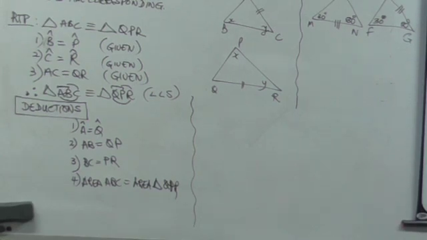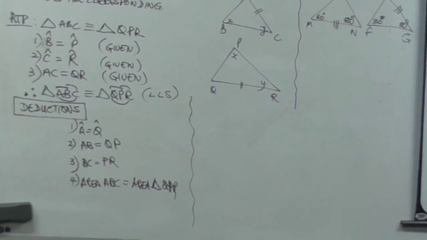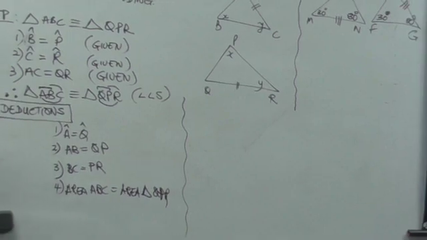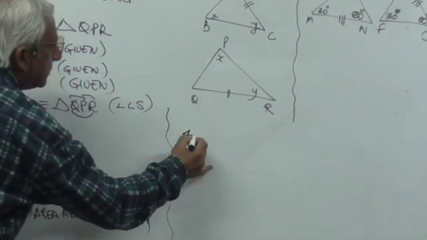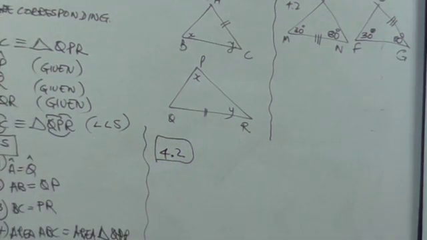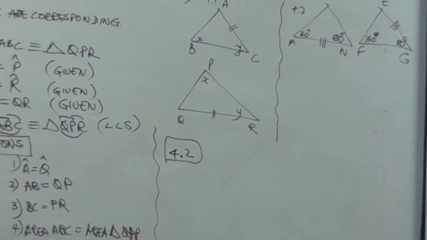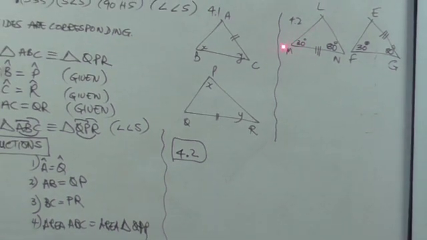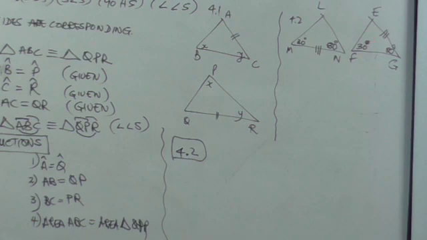Okay, now we're going to have a look at number 4.2. When we look at 4.2, it's a very interesting story. You have a 30 here, you have a 30 there. You have an 80 here, you have an 80 there. So you've got two angles and you've got two angles. Now let's look at the sides.